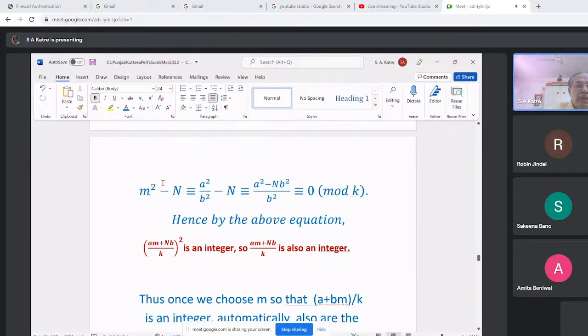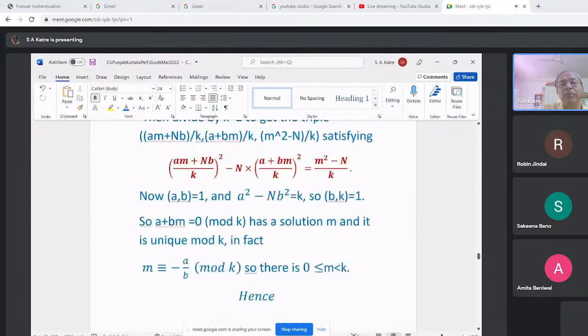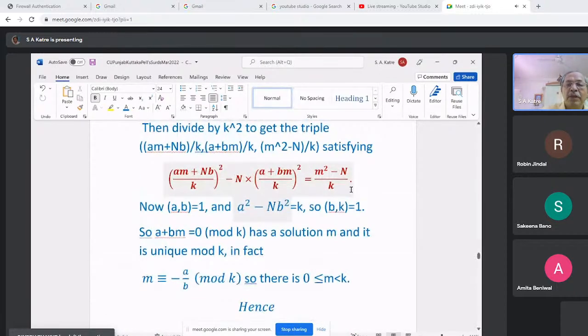That means not only this, m square minus n is congruent to 0 mod k. So the problem of this is solved. M square minus n is divisible by k. That is what we have proved. Okay.